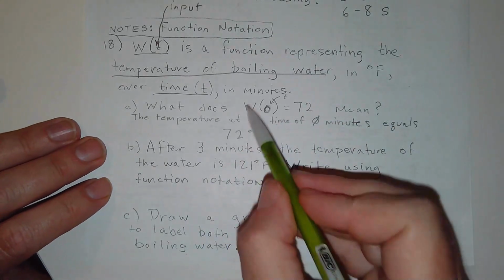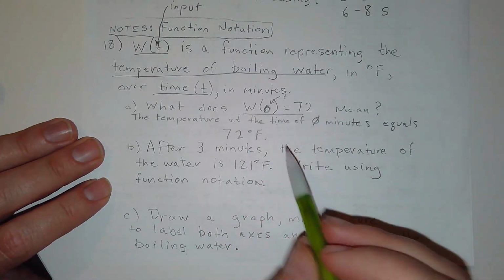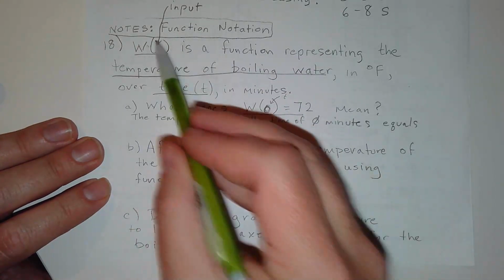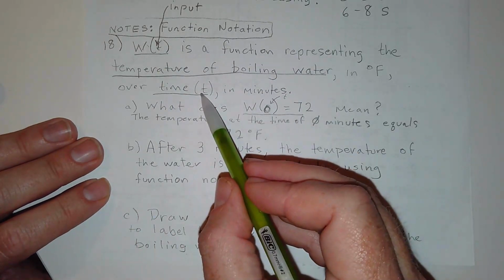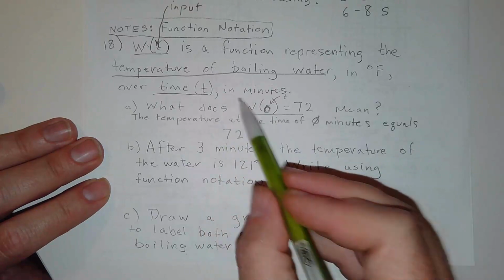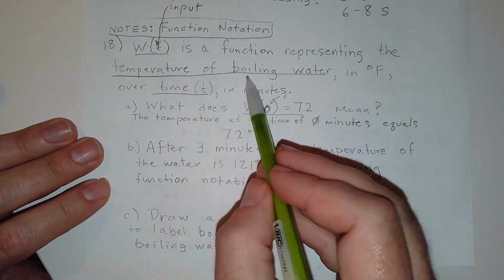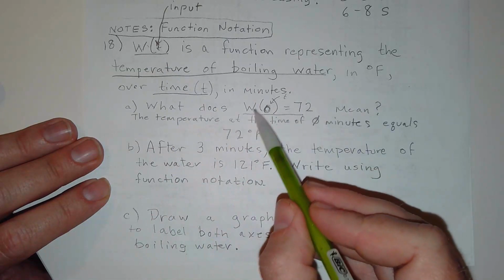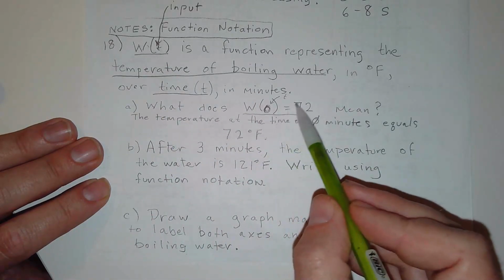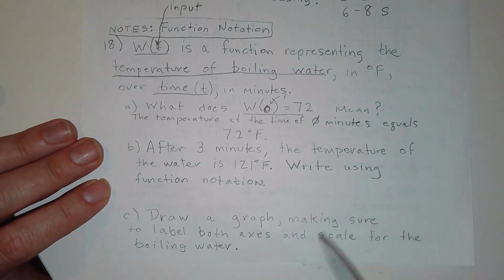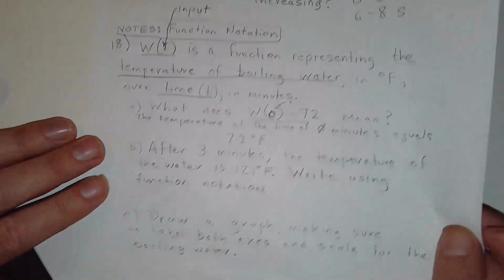So again, this little short W of 0 equals 72, I just need to pay attention to, okay, t is the thing in parentheses. I'm also told here that t is the time in minutes. And this, W of t, equals the temperature of boiling water. So W of 0 equals 72 is the temperature at time 0. Now the second one is just going backwards.